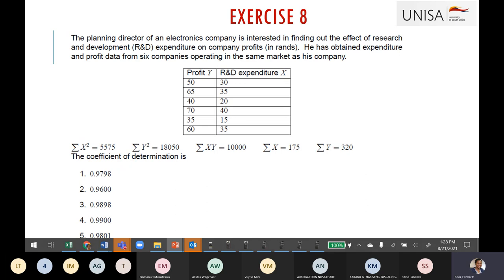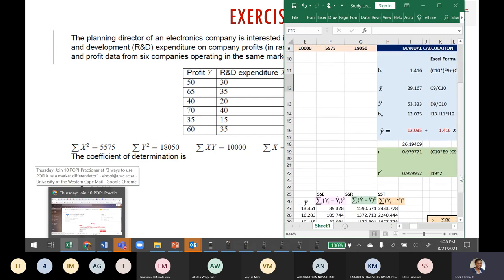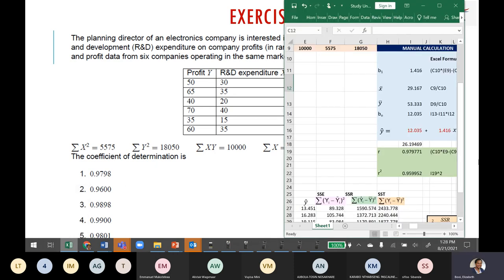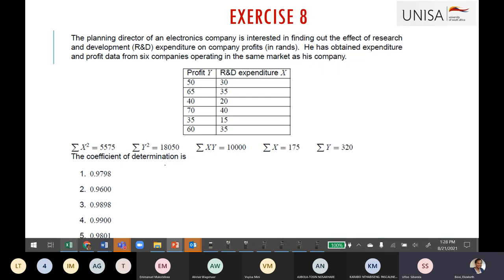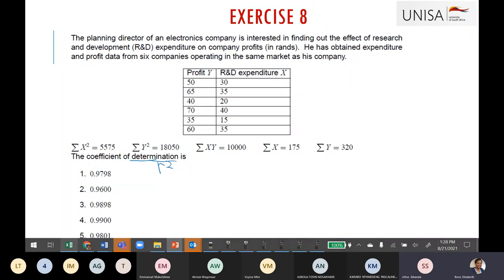Okay, what will be the coefficient of determination? On the Excel spreadsheet, we already calculated that. Sorry, R squared is 0.959. Is it R squared or R? R squared. Coefficient of determination is R squared. So take the coefficient of correlation that you calculated here. If you did calculate it, go calculate R on your calculator. So go find R, and then press the X squared button.